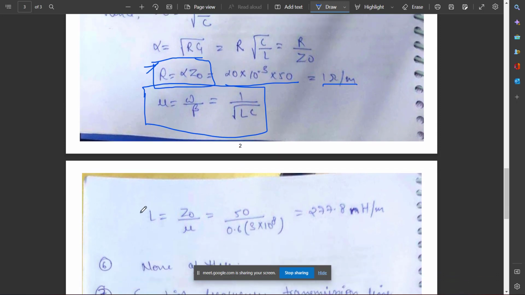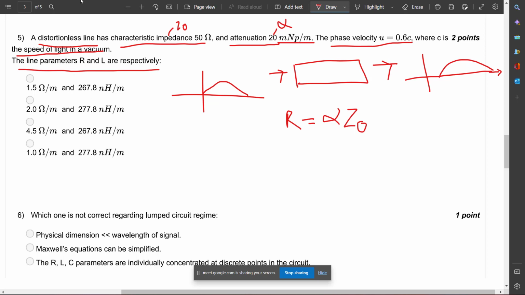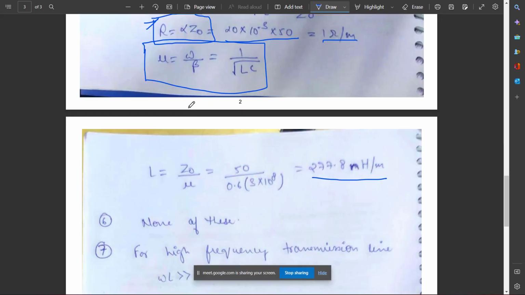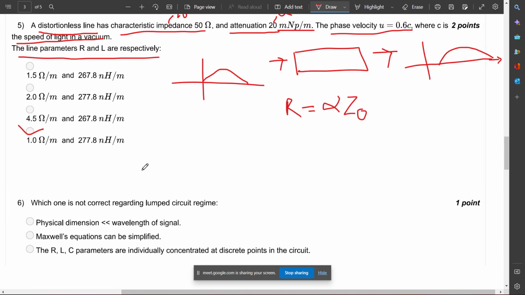We can switch to this, which is L equals Z naught by mu, right? We know the value of mu, we know the value of Z naught, we will put it in and we get the value. L equals 277.8 nanohenry per meter, right? 277.8 nH. This is option D, right? So is there any doubt here?